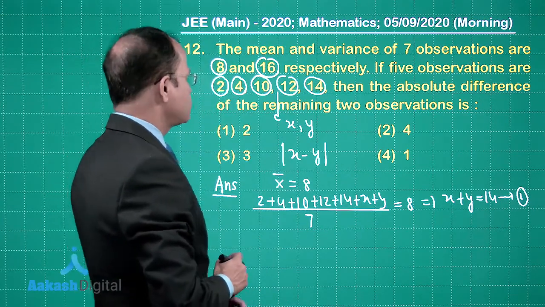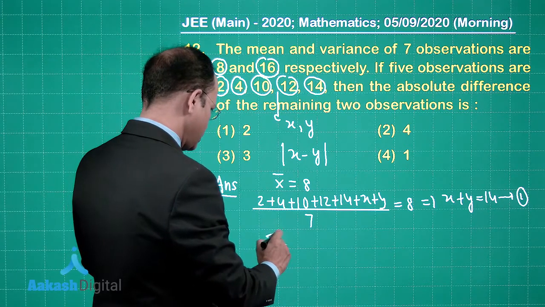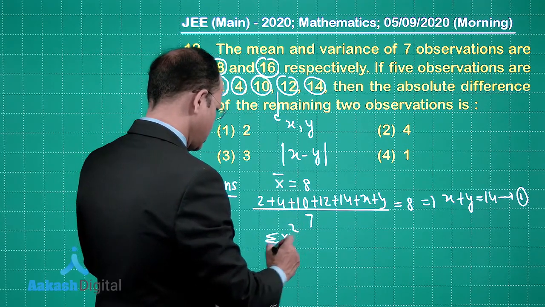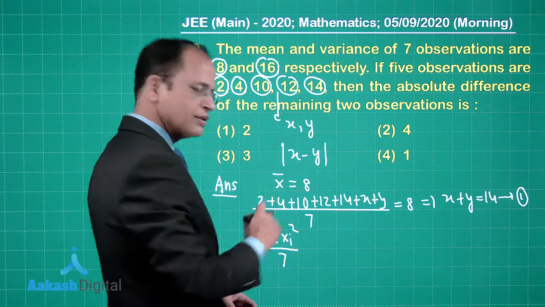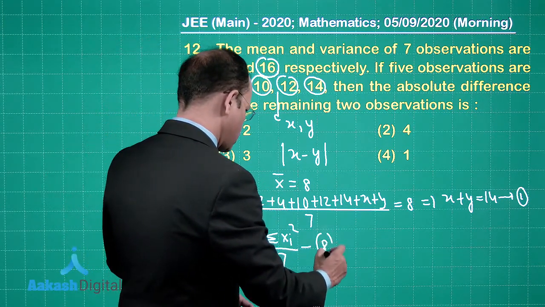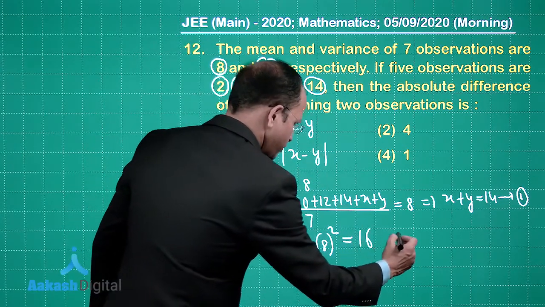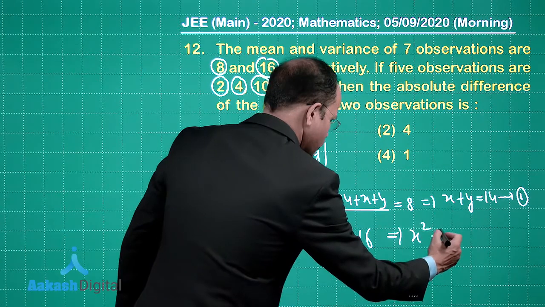Then we have the variance to be 16. Variance is 16 means sigma xi square divided by 7, that is the number of observations, minus mean square, so this is 8 square. So 8 square is equal to 16, which we have been given here, right? So from here, what we can get? We get x square plus y square.